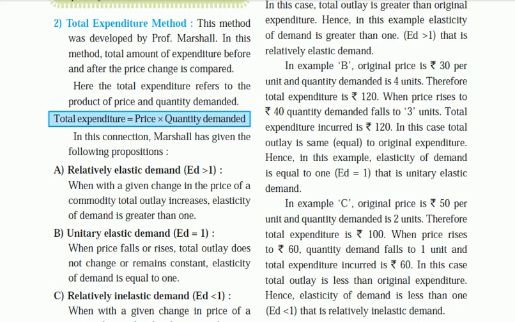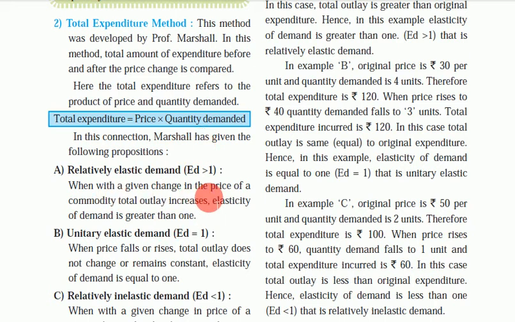And for that we have to calculate the total amount of expenditure, which is price into quantity, by multiplying the price by the commodity demanded. In this connection Marshall has given the following propositions, which we applied in the previous method, the first method. These were three propositions which you have to keep in mind.